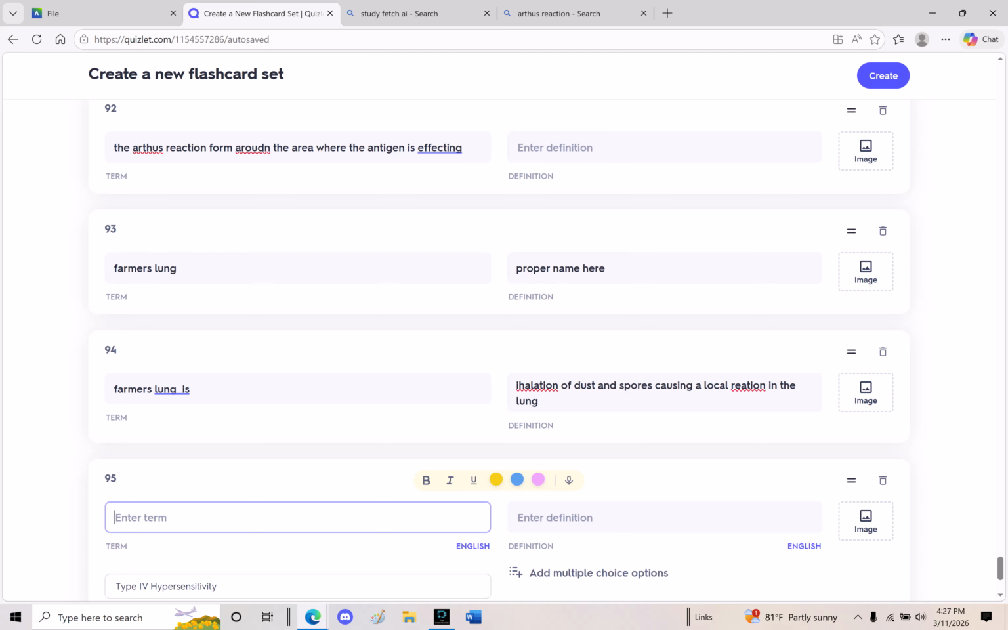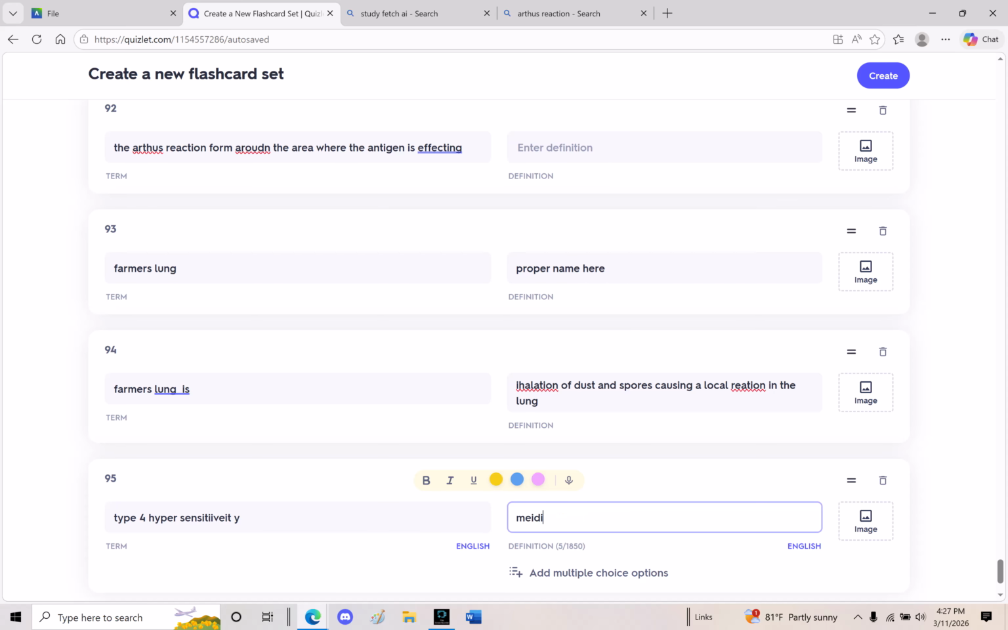And then we have type 4 hypersensitivity. So type 4 is mediated by T cells, not antibodies. Is that delayed? That's delayed. So this one's going to take time.